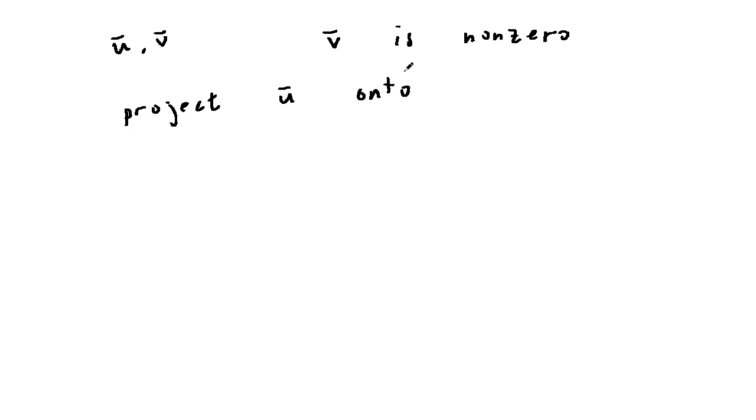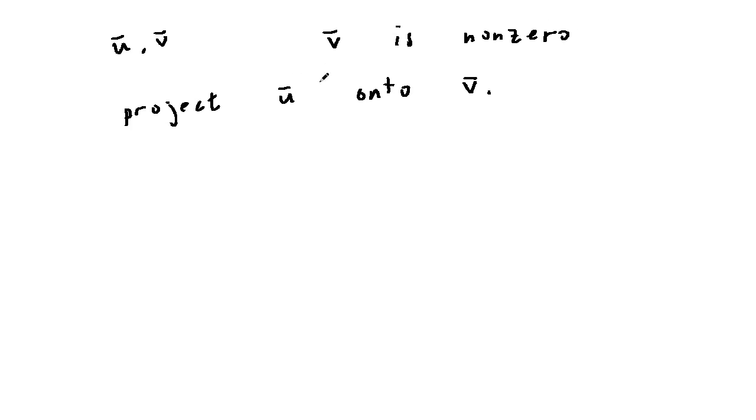In this lecture, we're going to learn about orthogonal projection. If u and v are vectors in the Euclidean plane, so u and v are vectors, and v is non-zero, we can project the vector u onto v.